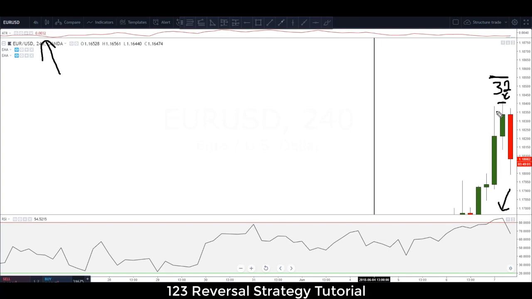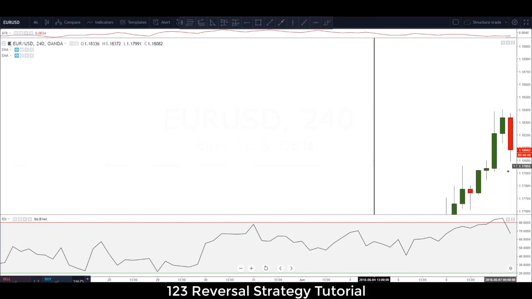So that's exactly what we'll be looking at for a bearish entry. That's an example of a bearish entry for the 1, 2, 3 reversal strategy. And sorry guys, I did not mention that.